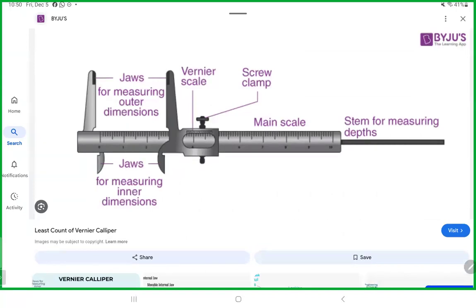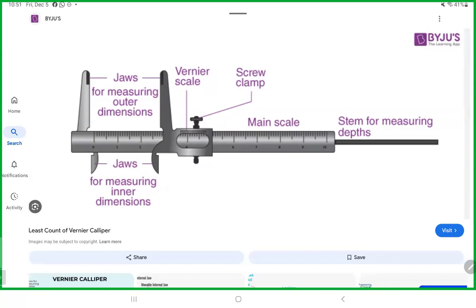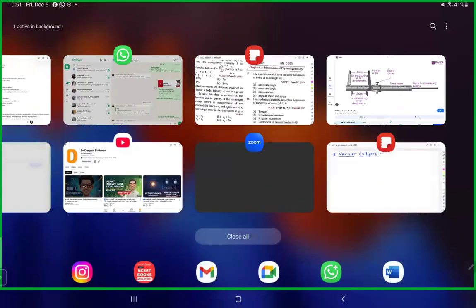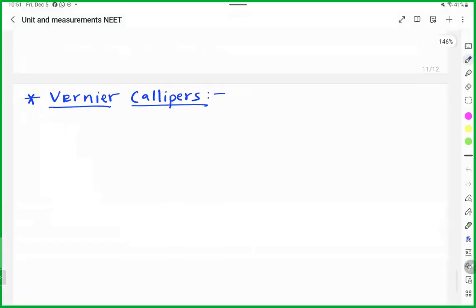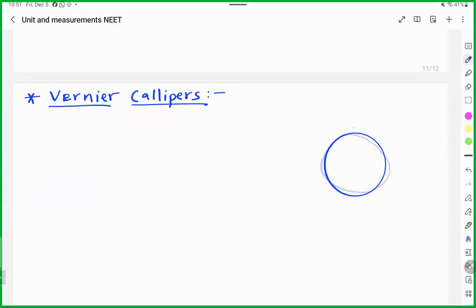Okay. And there are two jaws. Upper jaw is to measure the outer dimension. Okay. And here lower jaw is used to measure the inner dimension. Example, if you have a tube, this thick tube. Okay, so if you want to measure a thick tube, this.